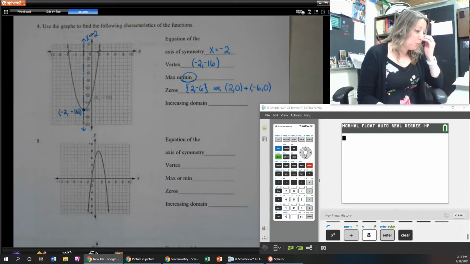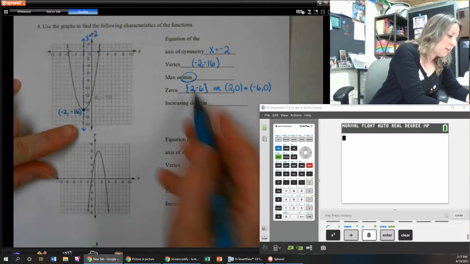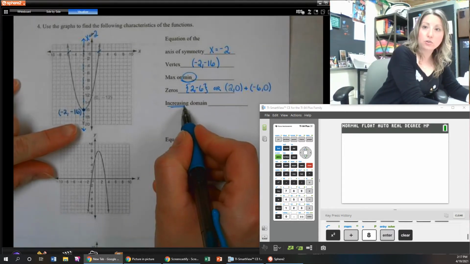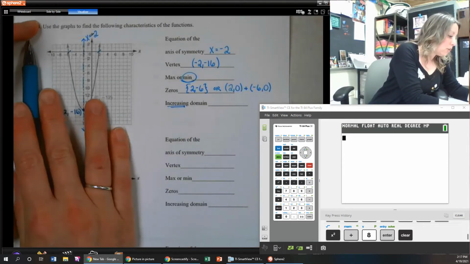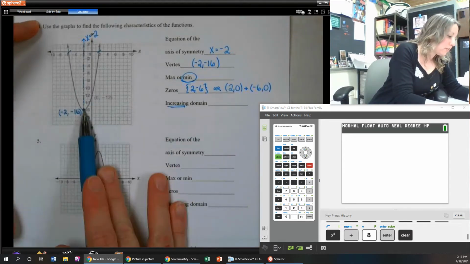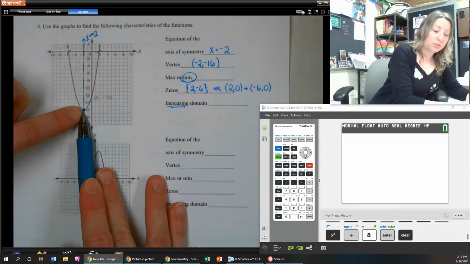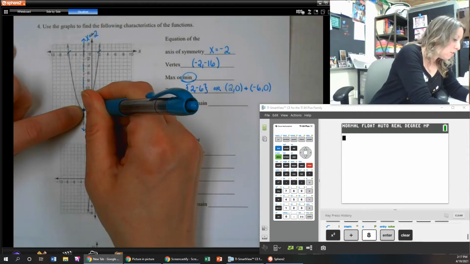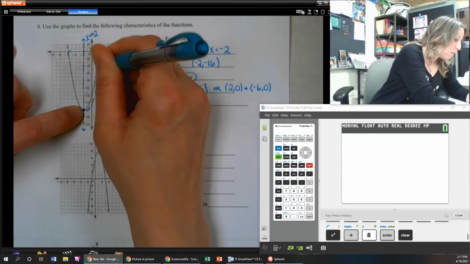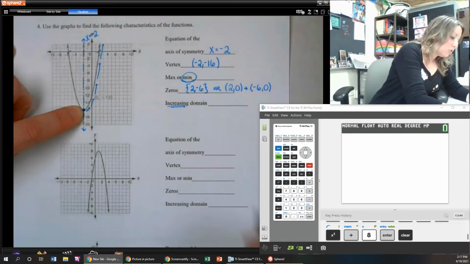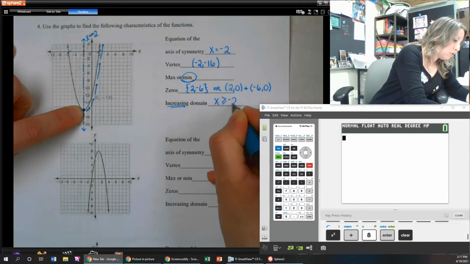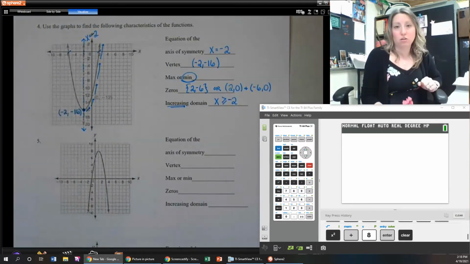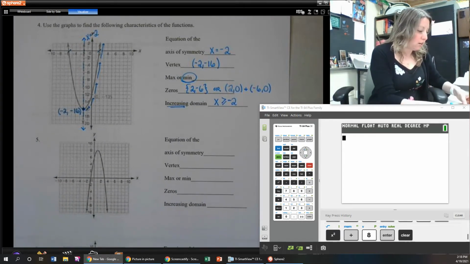Okay, now this particular one wants an increasing domain. Increasing means your y values are getting bigger as your x values go left to right. So we always look left to right, and it's always based on the x value of the axis of symmetry. So from here, notice that as I go left to right, my y values are getting bigger. So that means that when x is greater than or equal to -2, I'm on an increasing interval for my y values.